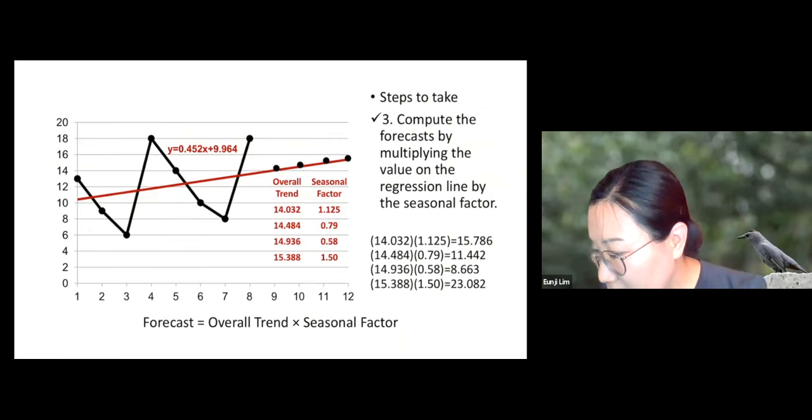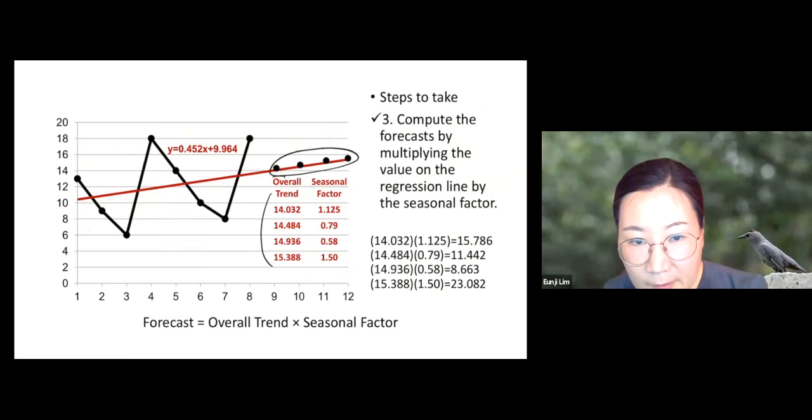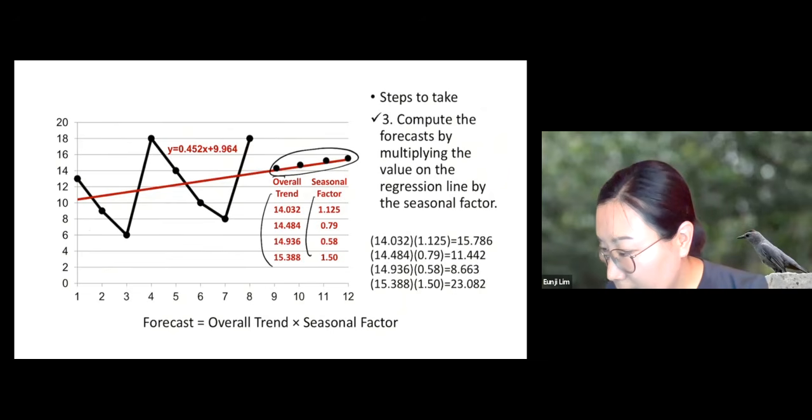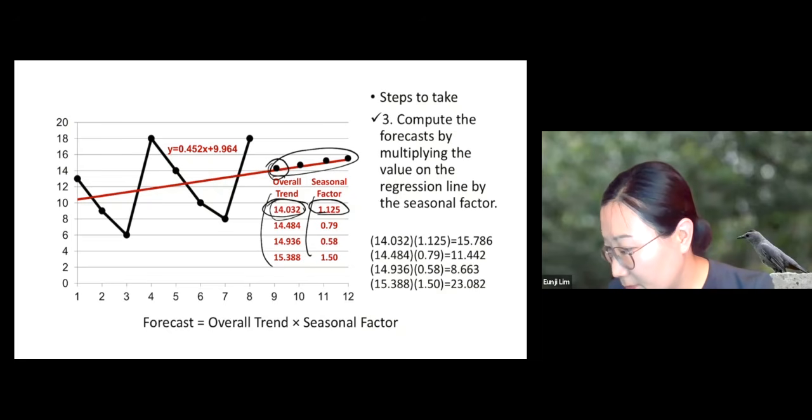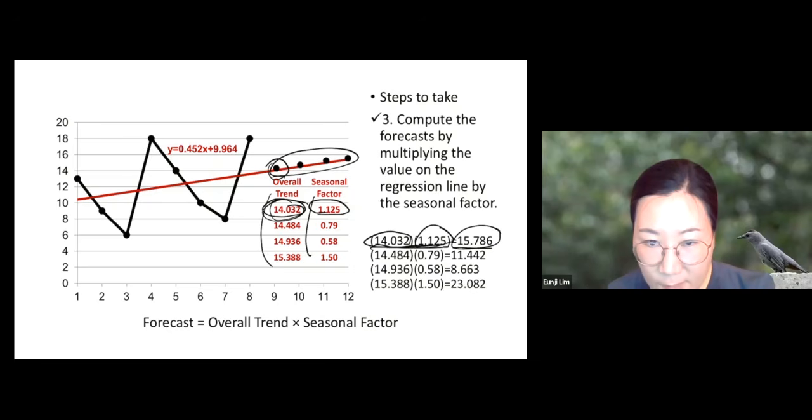So far we computed the values on the regression line, and then we computed the 4 seasonal factors. So for example, the seasonal factor in the first quarter tells us that typically the demand in the first quarter is inflated by 12.5%. So using these, how can we make a forecast for the next quarter? How about if we inflate this number by 12.5%? That means, how about if we multiply this number by the seasonal factor? Then we get the forecast for the next quarter.